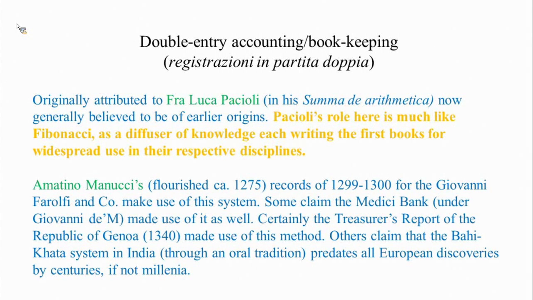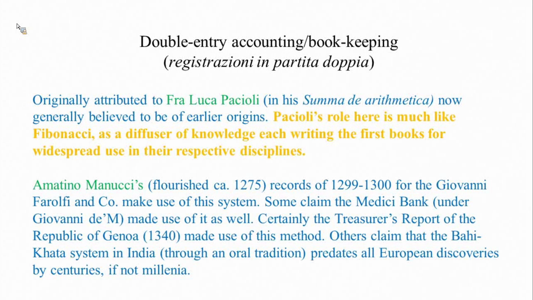Makes use of the system. Some claim the Medici Bank under Giovanni, the older, made use of it as well. So if these guys knew about it, then he couldn't be the discoverer. But we know that Luca Pacioli transcribed stuff, so therefore he isn't the discoverer of the double entry system, although every accountant you talk to will tell you that he is. But he isn't, but he's writing it down for posterity, and he's explaining it for everybody else.